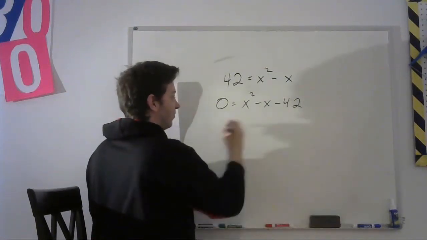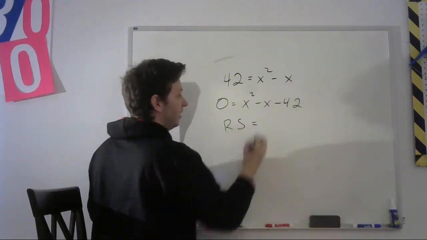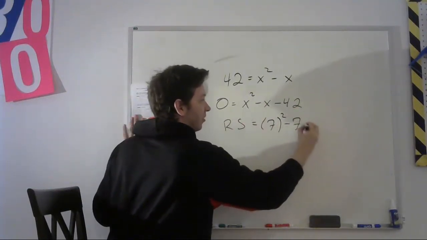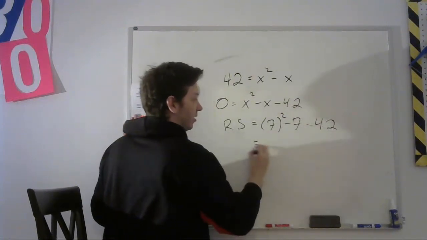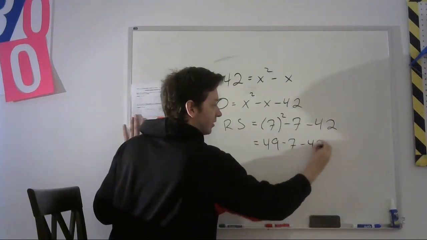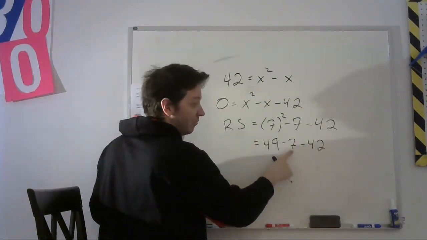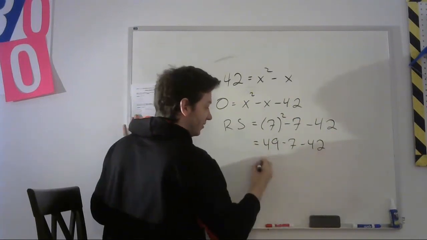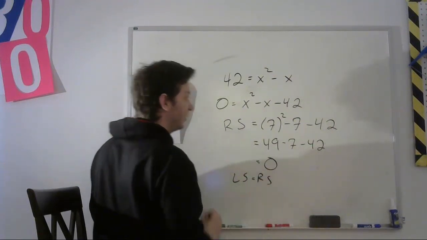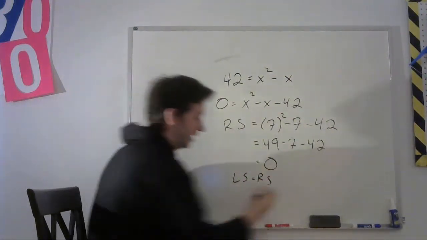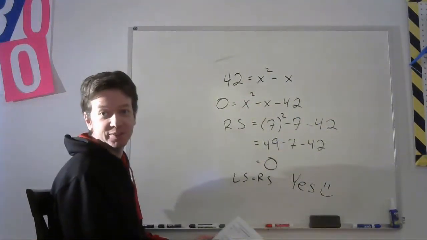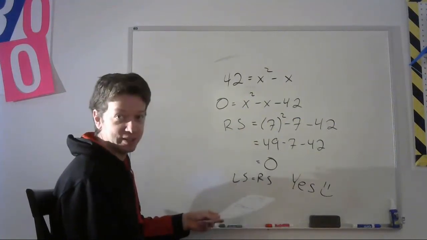Let me just write right side equals 7 squared minus 7 minus 42. So 7 squared is 49. 49 minus 7 minus 42. 49 minus 7 is 42. And then 42 minus 42 is 0. So left side equals right side. 0 equals 0. So yes, 7 is a solution or a root to that quadratic equation.